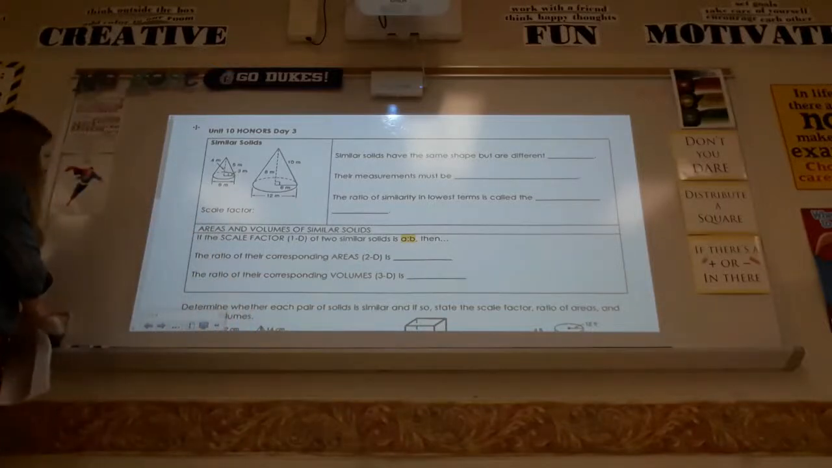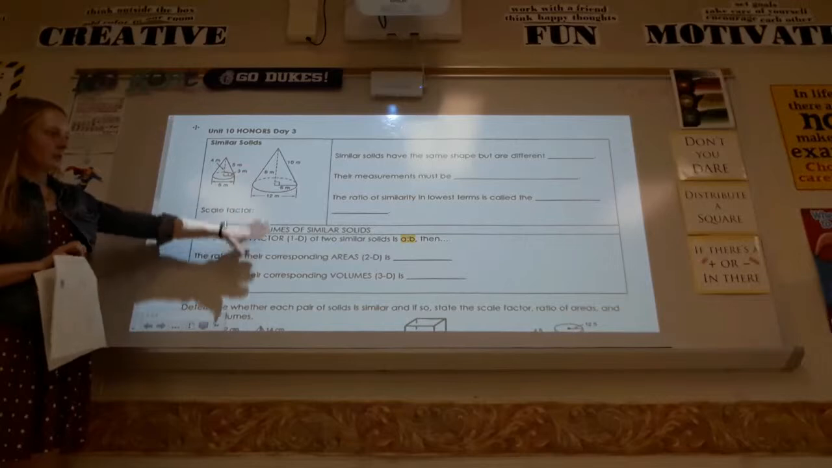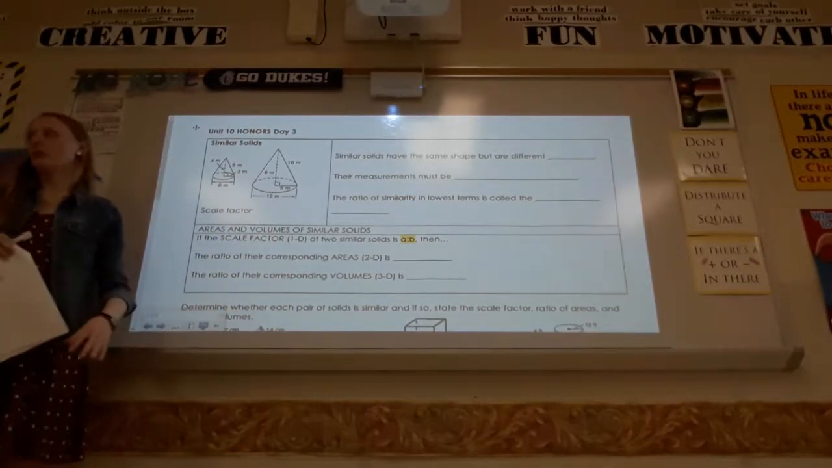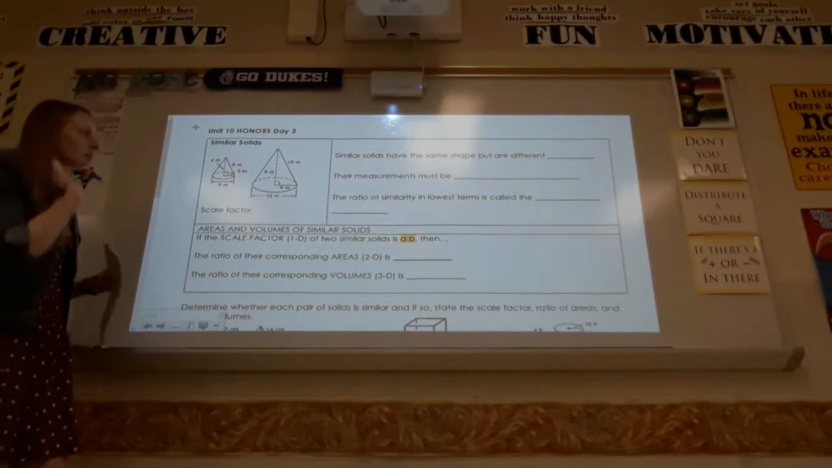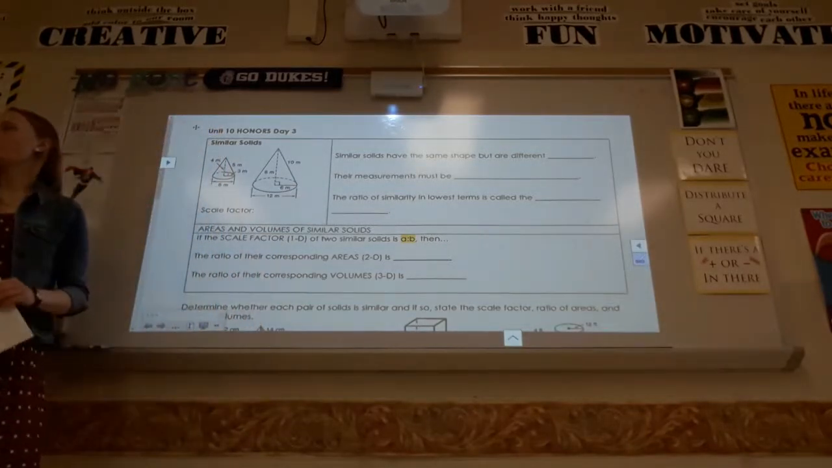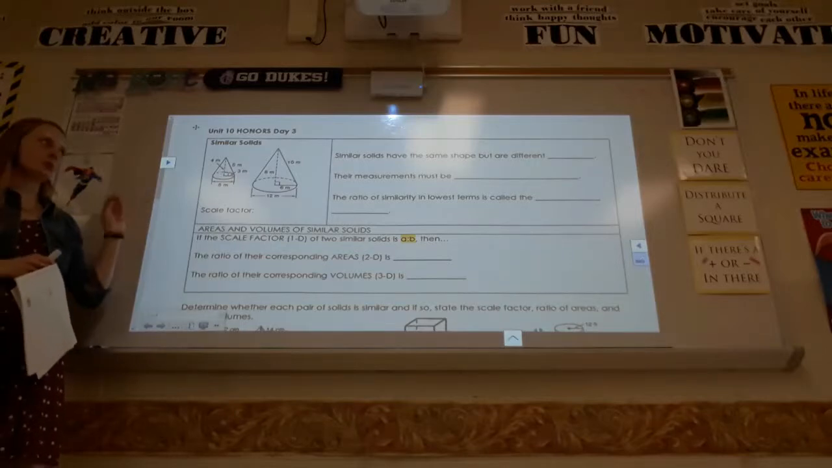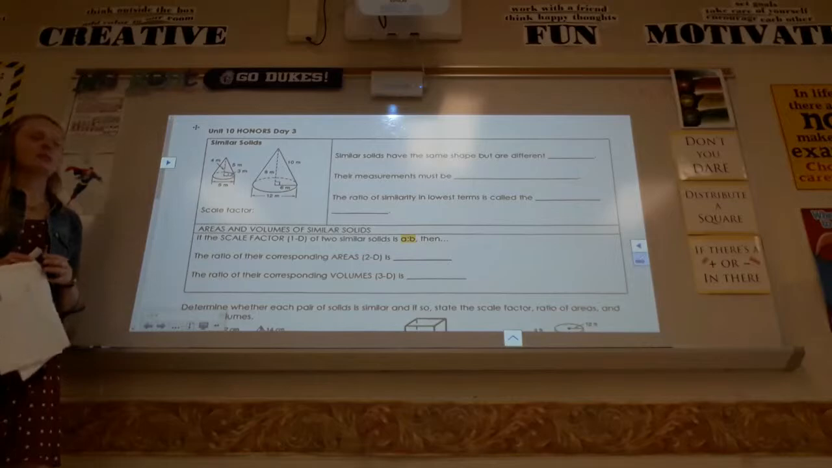So just to review our idea of similarity and how we've worked with that before, we're going to do this little chart here, and then we're going to see how that translates into our three-dimensional aspect to solids that we've been talking about. So similar solids have the same shape, but what's different about them? What would be different if they're the same shape, so 2 cones, 3 cones, whatever, 2 pyramids, what would be different about them?